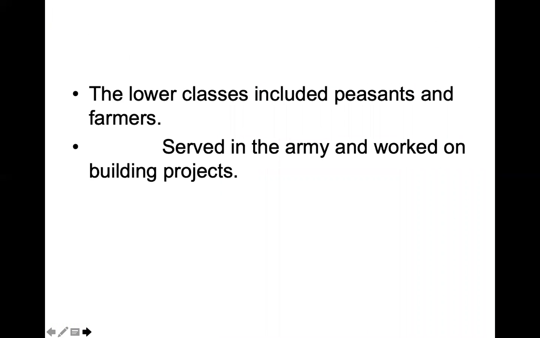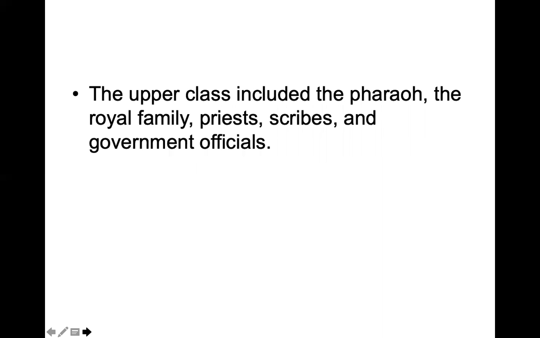Lower classes included peasants and farmers. They also served in the army and worked on building projects. Upper class included the pharaoh, the royal family, priests, scribes, and government officials. You do need to know these social classes, really.